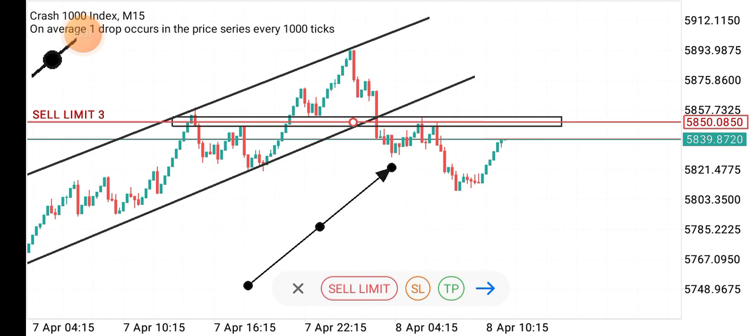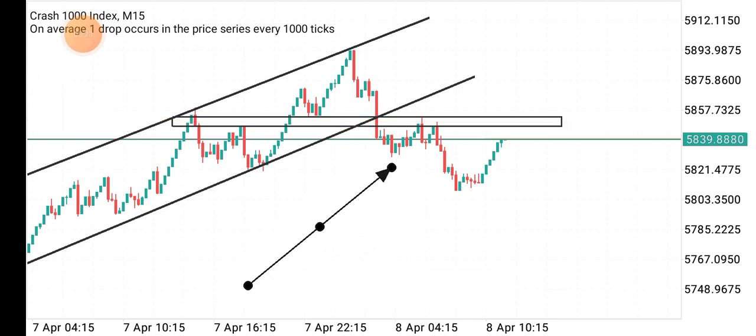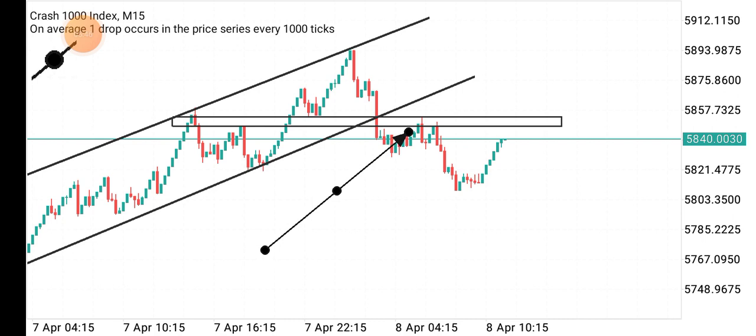Then because I noticed the margin for Crash 1000 has reduced. It used to be about 75. I think there was a time it was about 95 dollars. So it reduced to 75. Now the margin for Crash 1000 is very low, such that a 5.0 lot size requires just about 40-something dollars. So I decided to go in with 5.0, and it gave me some good profit, about $70 in profit.